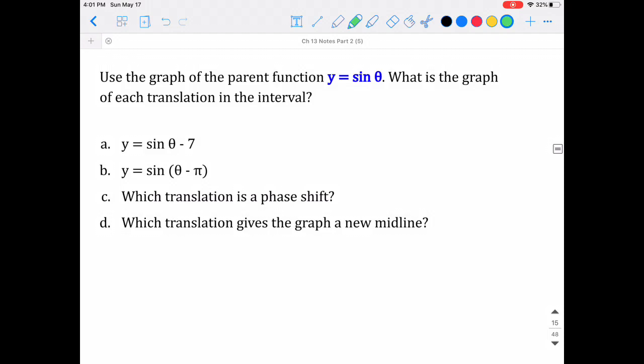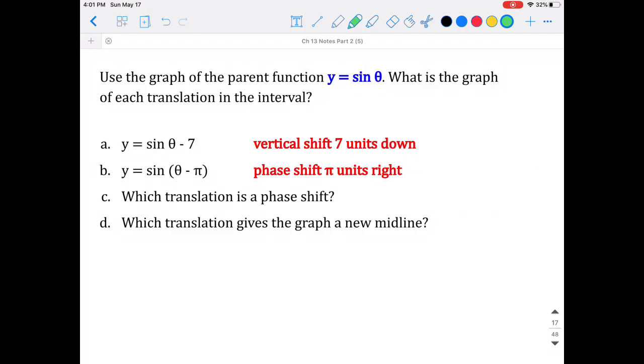So let's use the graph of the parent function y equals sine of theta. What is the graph of each translation in their interval? We're not going to graph these, but we're just going to talk about the translations. So for A, we have y equals sine of theta minus 7. Sine of theta minus 7 tells us that we have a vertical shift of 7 units down. For B, we have y equals sine of theta minus pi. Because it's in the parentheses, we know that's our h value. So minus pi tells us we have a phase shift of pi units to the right.